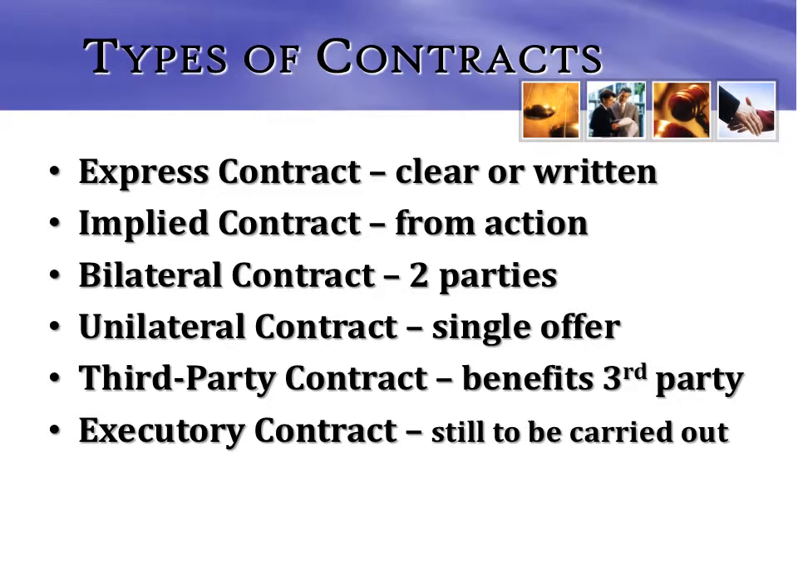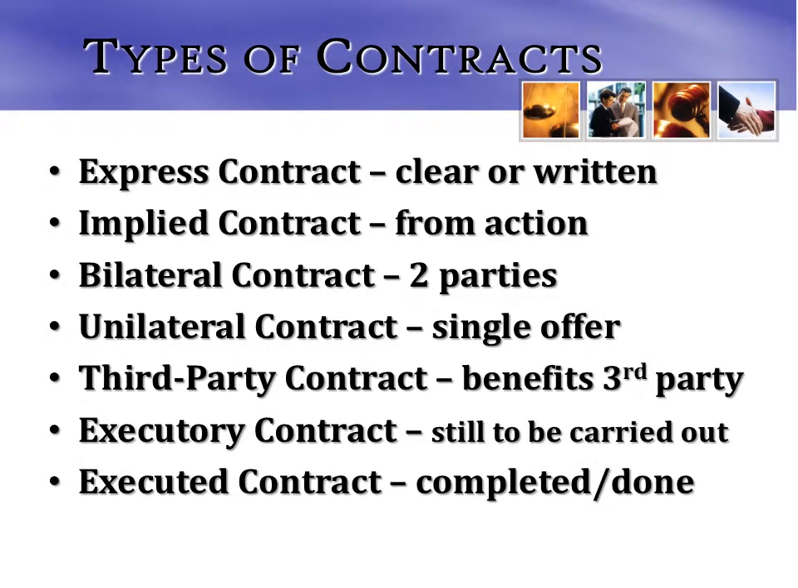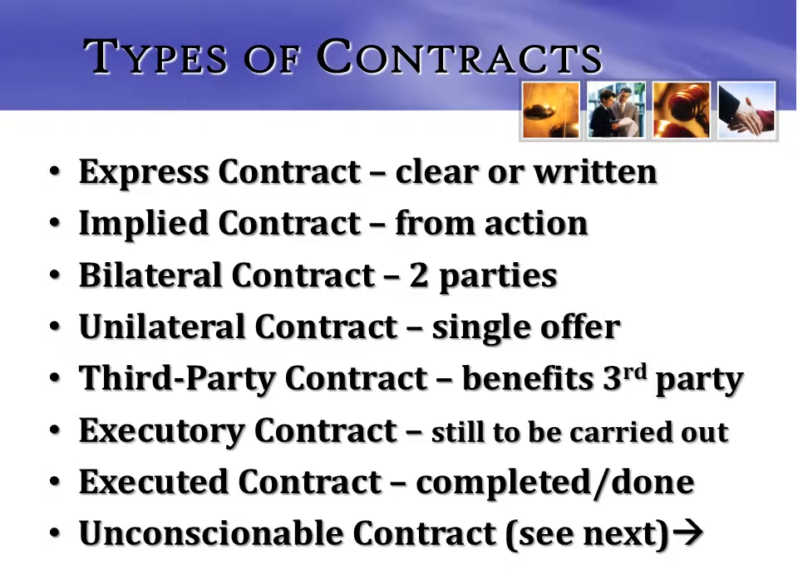An executory contract is one that still needs to be carried out. It's not complete. There's been a lack of performance on it. In other words, performance is still pending. It's been formed, but it hasn't been fully executed. An executed contract, obviously, is one that's been completed. It's done. End of story.